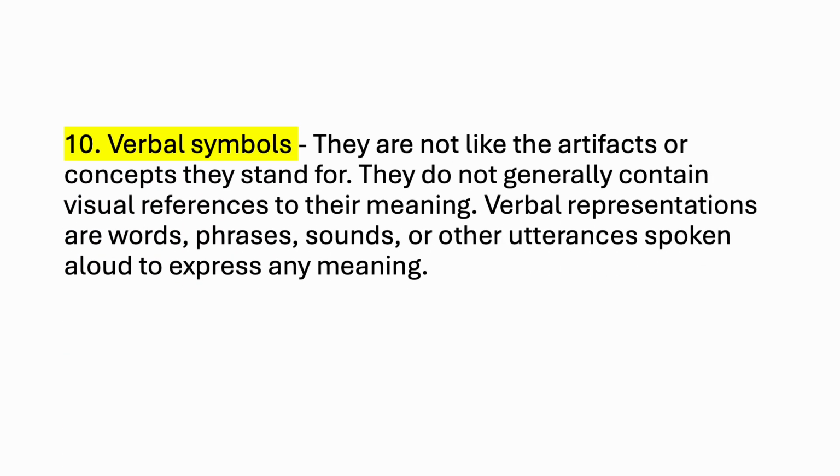And the last is we have verbal symbols. So this is now on the top of the cone. So they're like the artifacts or the concepts they stand for. They do not generally contain visual references to their meaning. Verbal representations are words, phrases, sounds, or other utterances spoken aloud to express a meaning. So, for example, the way I discussed today, these are all examples of verbal symbols. But I accompanied it with recordings, which is the number 8 in our cone.